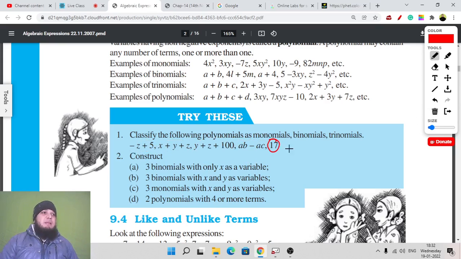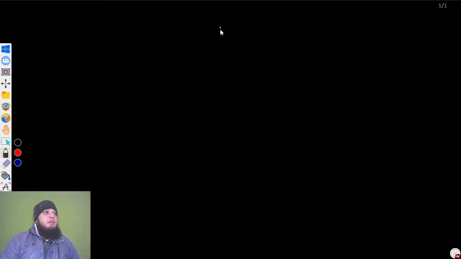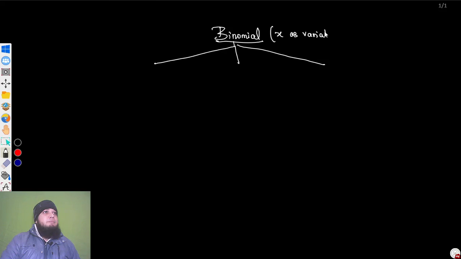A polynomial, because this 17 can be written in the form of any variable, 17y to the power 0, 5x to the power 0, like this. We can write it like this. Okay, now coming to the next, that is construct 3 binomials. We have to write 3 binomials with only x as variable. Means we have to write the binomial, and we have to write 3 binomials. And here we have to consider only x as variable. Only x as variable.